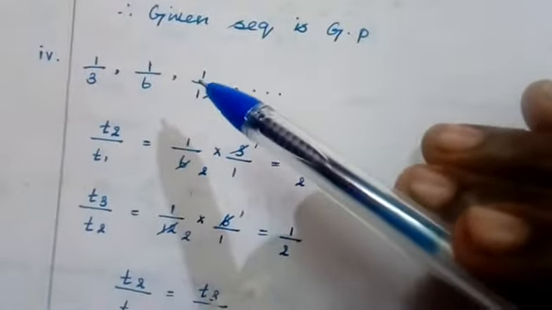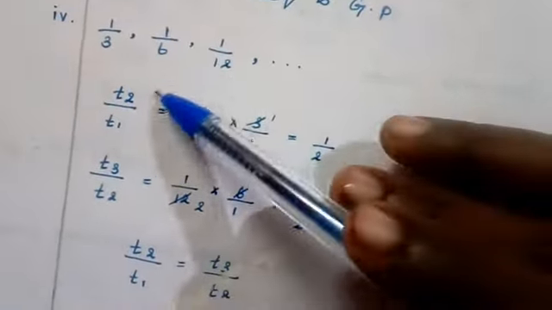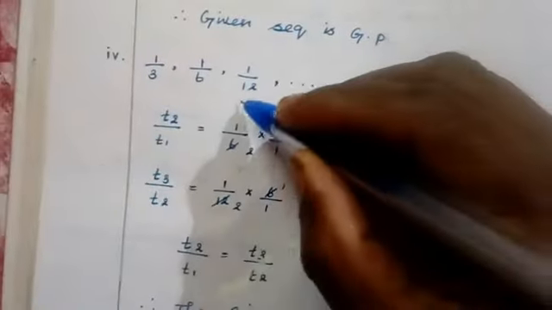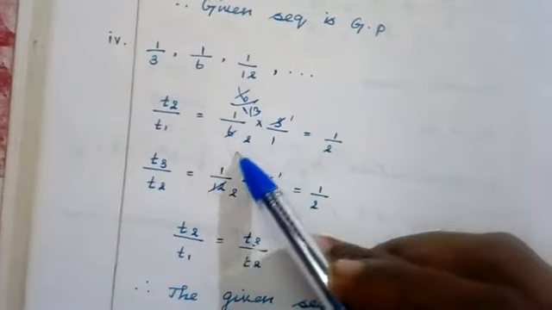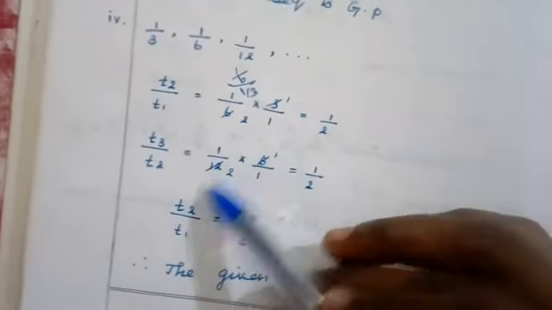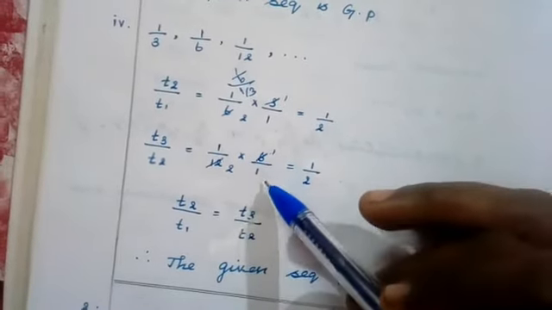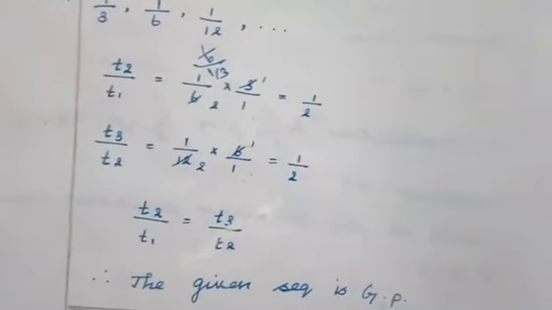The next, fourth problem: 1 by 3, 1 by 6, 1 by 12, etc. T2 by T1 is 1 by 6 by 1 by 3, so that is equal to 1 by 6 into 3 by 1. Cancelling is possible, so it is 1 by 2. Next, 1 by 12 by 1 by 6, so 1 by 12 into 6, that is equal to 1 by 2. So T2 by T1 equals T3 by T2, the given sequence is a GP.